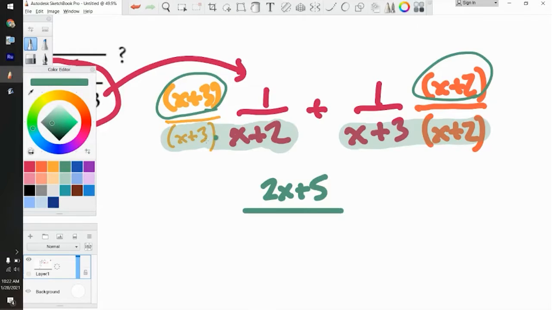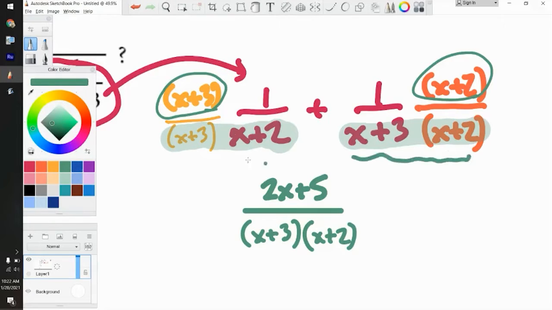And then we're dividing it by the common denominator. It doesn't matter which one you do, they're the same thing. So it's going to be x plus 3 times x plus 2. The order does not matter for multiplication, so I chose this one right here. I could have chosen the other one as well.